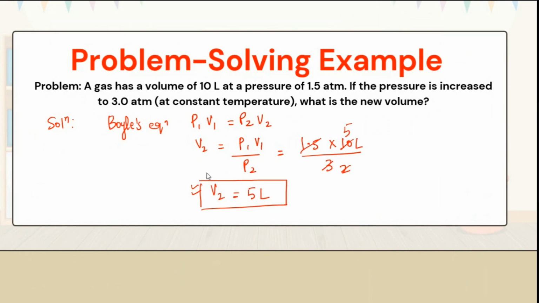As you can see, doubling the pressure halves the volume. This is what shows the inverse relationship.